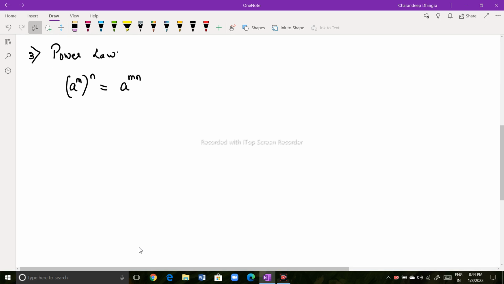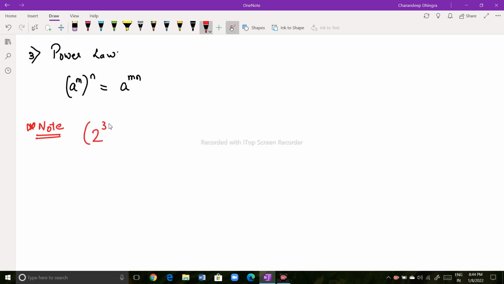In power law, we have to remember one important thing. So you can just write an important note. If we have been given 2 raised to 3, the whole square, so this according to the power law will be 2 raised to 6, right? But if we are given 2 raised to 3 raised to 2, so this is actually 2 raised to 9. So remember the difference, okay? This is very important.